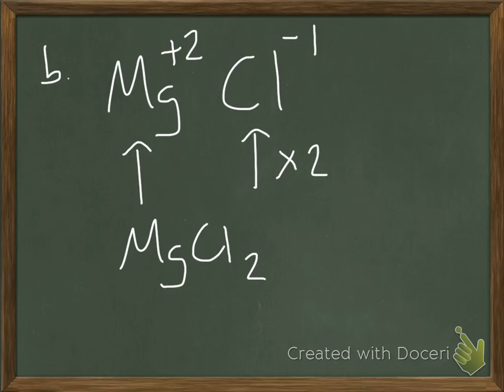So there's a trick. You don't actually have to do all this thinking in your head every time. You can just use the crisscross method. The oxidation number of the first element is going to be the subscript of the second one. The oxidation number of the second element is going to be the subscript of the first one. See how that happens? That's a little trick you can use to make sure that you don't screw it up. Let's do another one, letter C here.